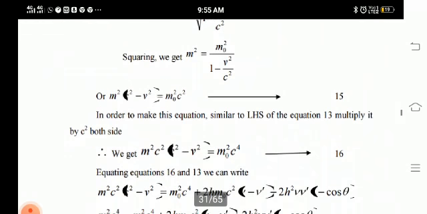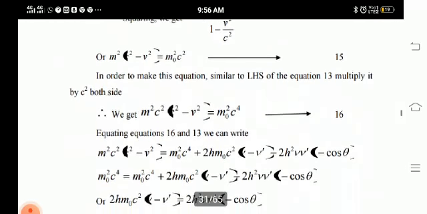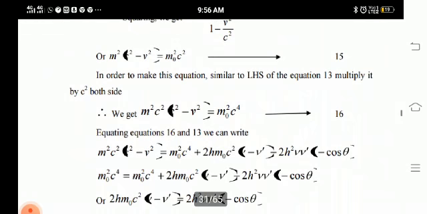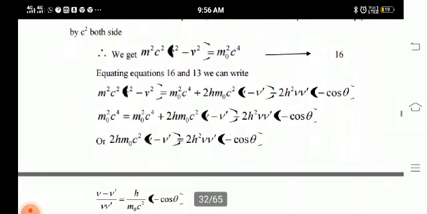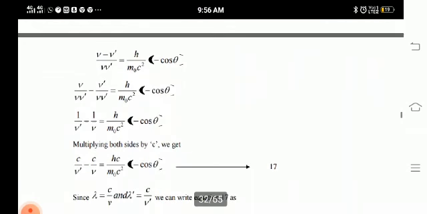So comparing both the equations, we get m squared into c squared minus v squared is equal to m naught squared c to the power 4 plus 2h m naught c squared nu minus nu dash minus 2h squared nu nu dash 1 minus cos theta. So, simplifying it totally, we get 1 divided by nu dash minus 1 by nu is equal to h by m naught c squared 1 minus cos theta.